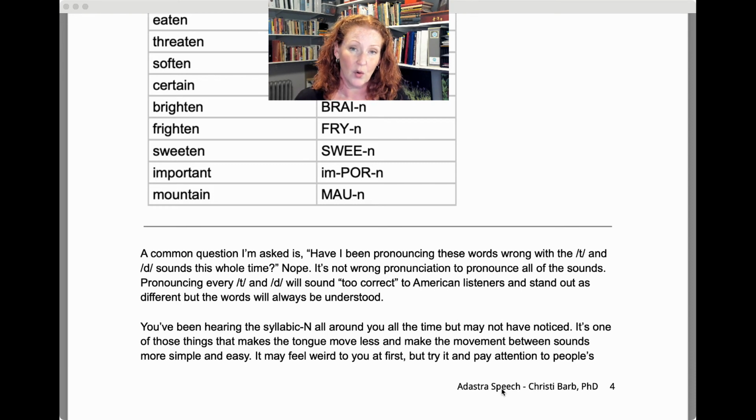these words wrong the whole time because I say brighten, frighten, sweeten? And the answer is no, it's not wrong, and that's totally fine. People will always understand you if you pronounce all of those sounds. However, you're pronouncing more sounds than most native speakers, so it will sound too correct, and it will stand out as a little different.